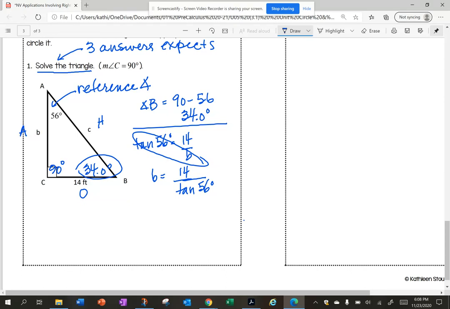When I put this in my calculator, I make sure I'm in degree mode. This is approximately 9.4. Oops, I wrote 9.7, 9.4. So 9.4 feet.